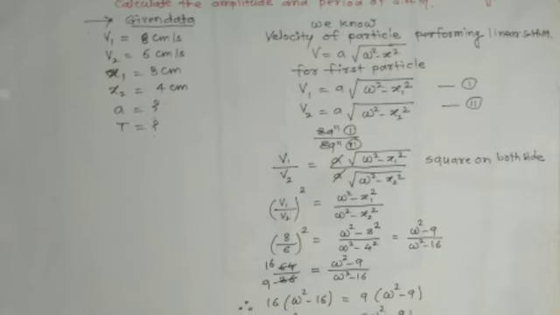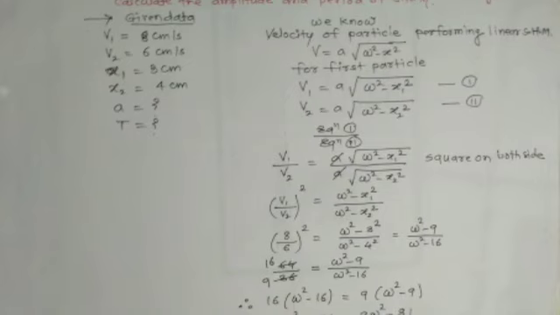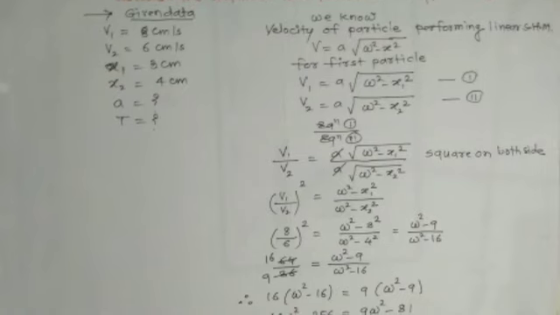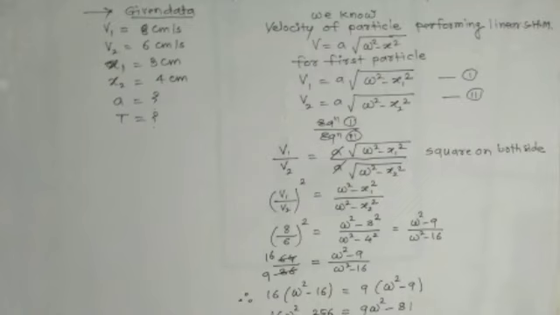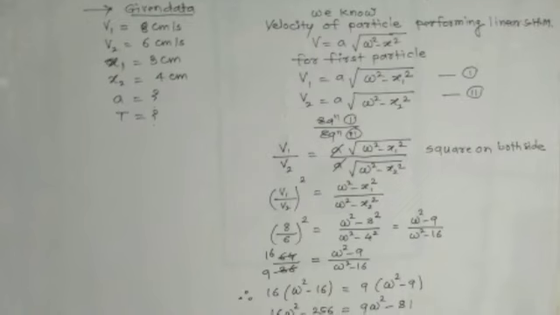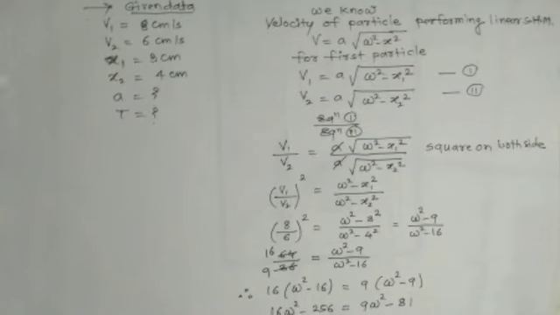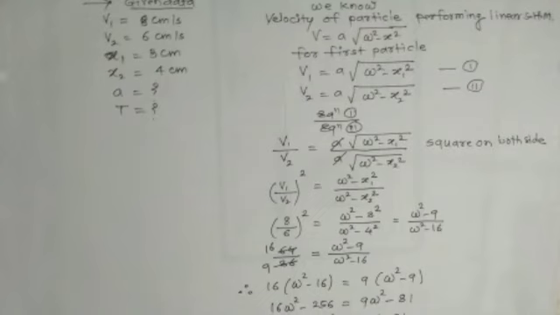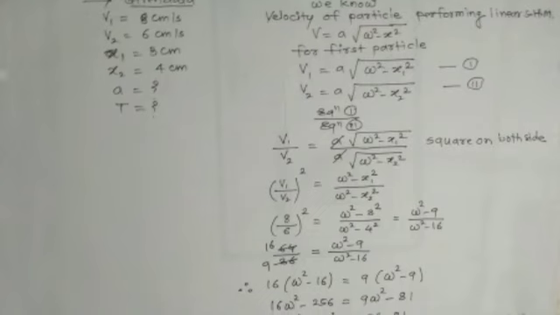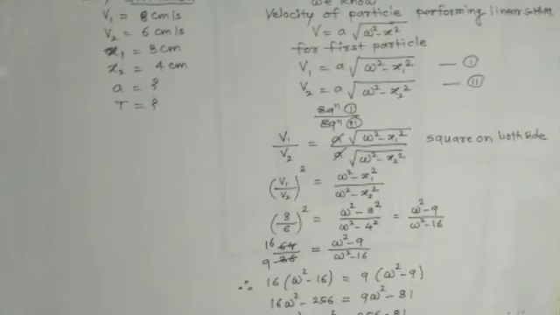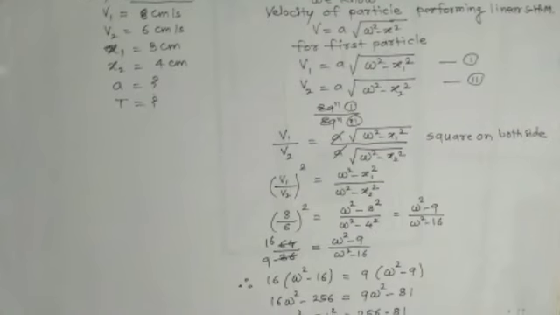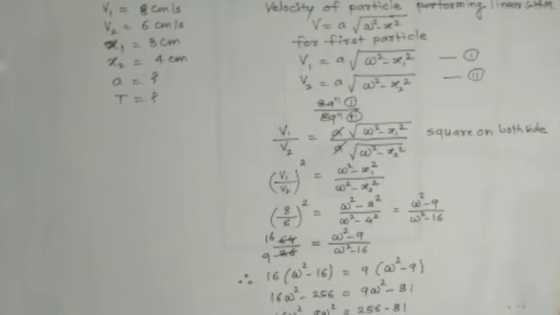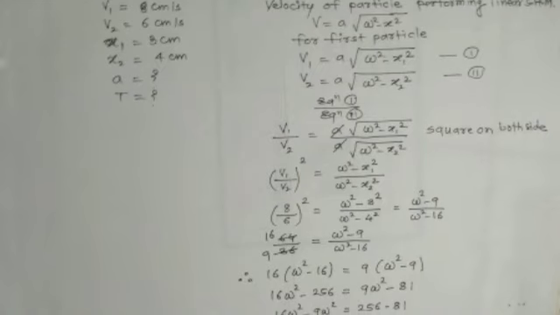First, we will see velocity of particle performing linear simple harmonic motion. V equals A square root of omega square minus x square. For first particle, V1 equals A square root of omega square minus x1 square. Equation 1. For second particle, V2 equals A square root of omega square minus x2 square. Equation number 2. If we divide equation 1 and 2, what happens? V1 upon V2 equals A square root of omega square minus x1 square upon A square root of omega square minus x2 square. A gets cancelled.